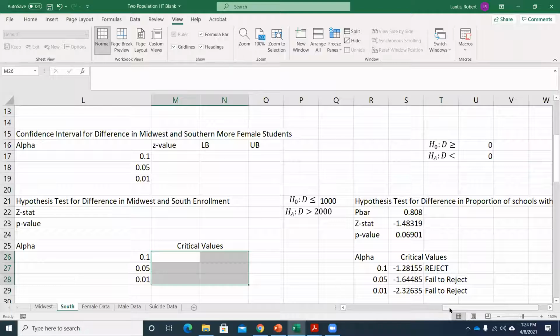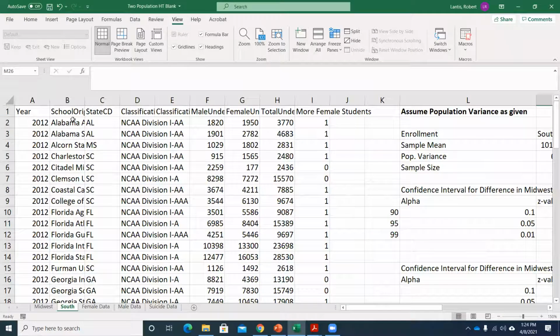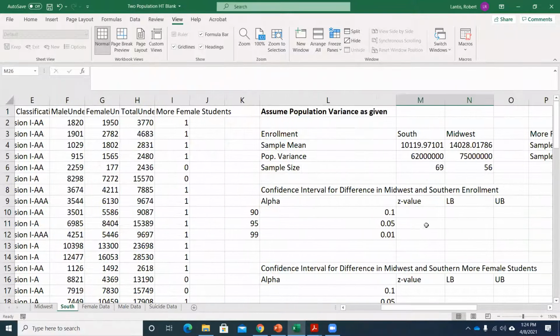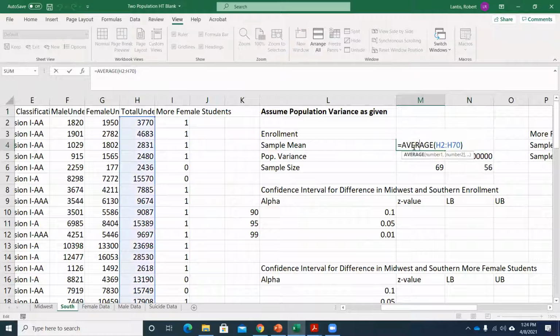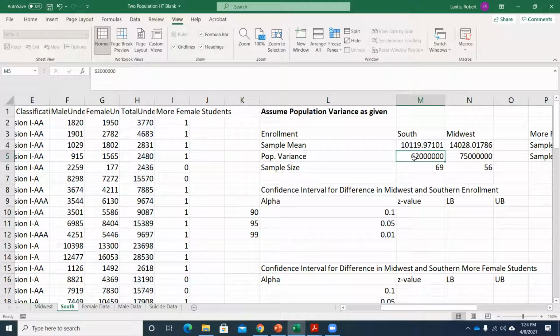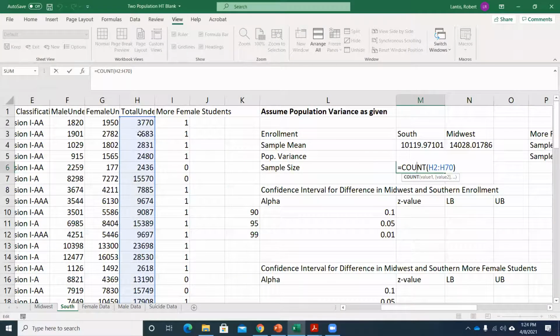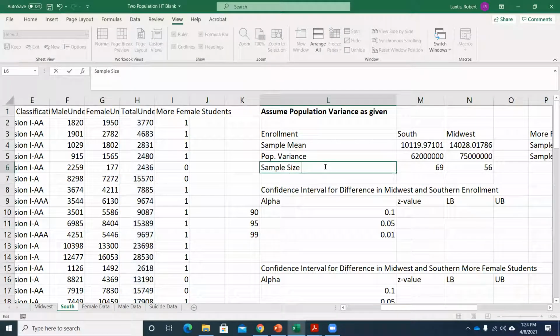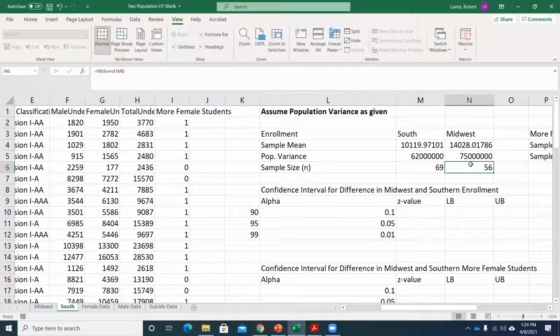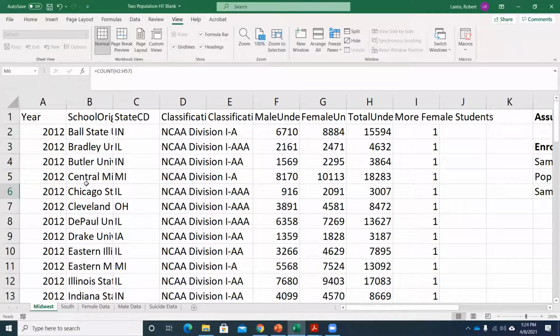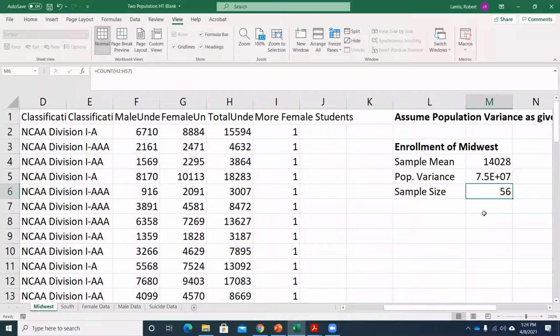I then did the same thing for a sample of Southern schools. I found their average enrollment. I had somehow been given their population variance, and I had the count, the sample size here. Remember, our sample size we can think of as our N. It's helpful if you have data on multiple sheets. This was my data for Southern schools, but on a different sheet is where I had the Midwestern schools. So I calculated the mean, variance, and sample size here.